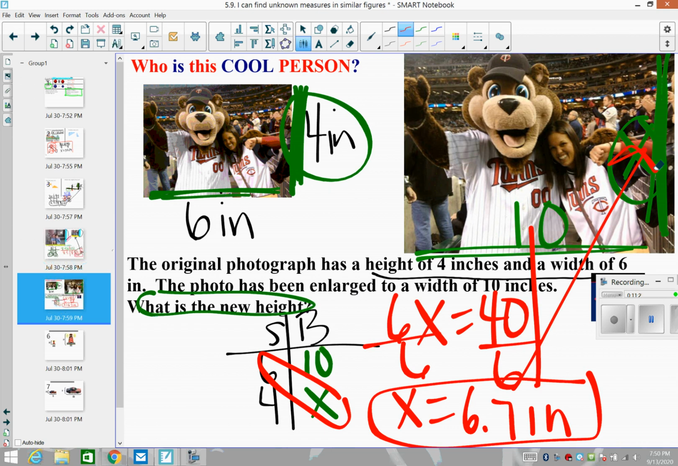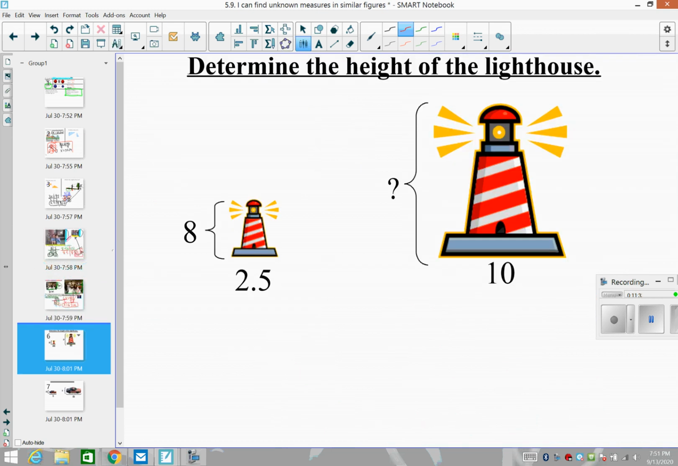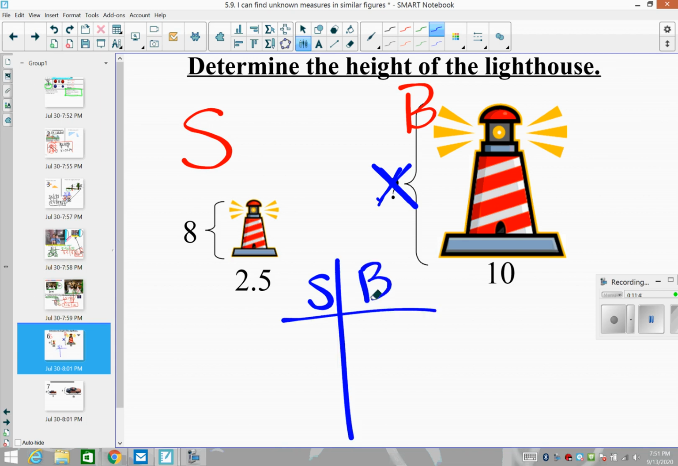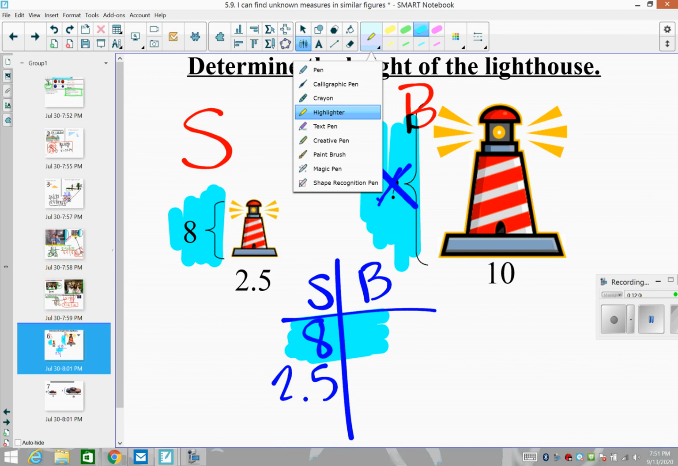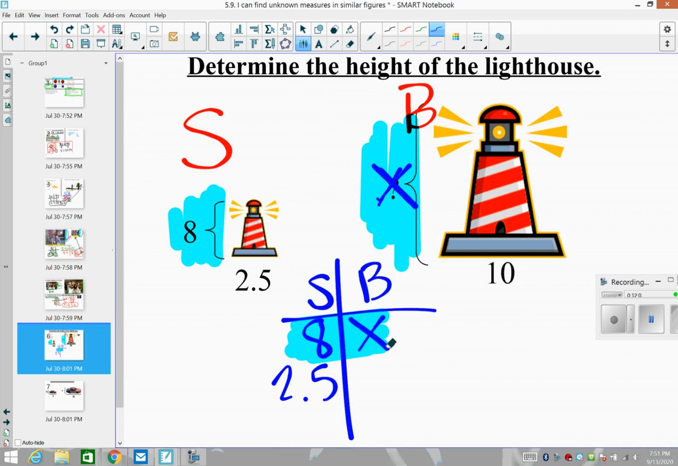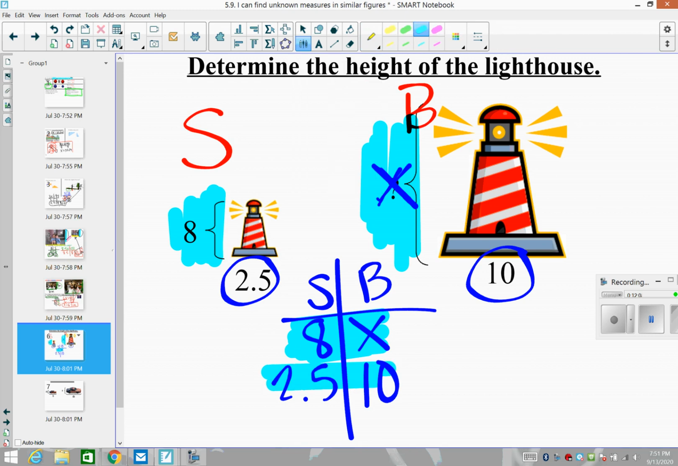So that's how we would deal with similar figures when we want to shrink something or grow something or we're looking at a shadow. Let's take a look at this next question, the lighthouse problem. Small figure, big figure. Clearly my unknown is what's the height of the lighthouse. So my small figure, I have 8 for the height and 2.5 for the width of the lighthouse. If we talk about corresponding parts, the height of 8 corresponds with the height of x. So they're corresponding, they go in the same position.